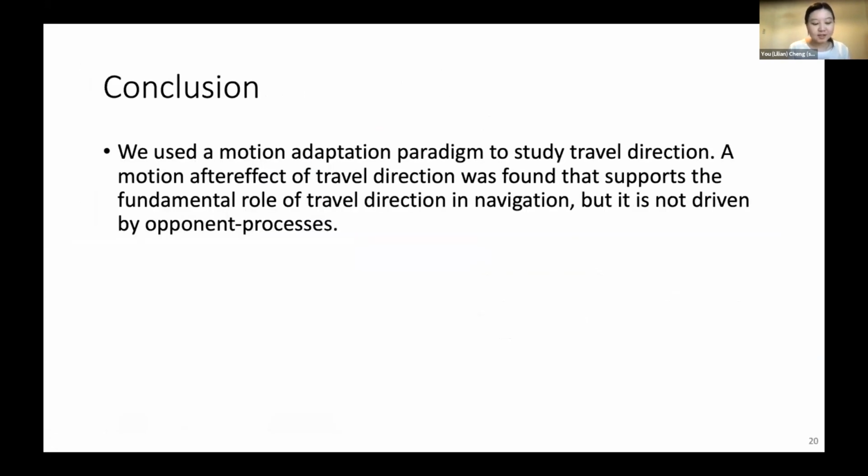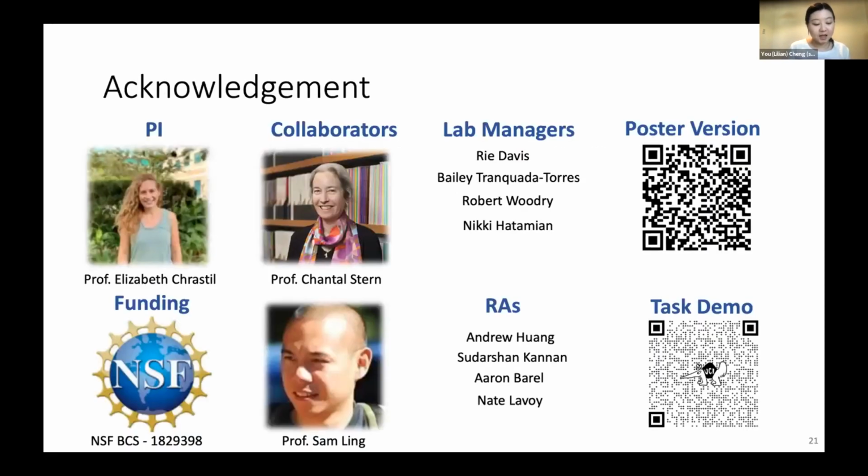Overall, this study suggests that travel direction is a fundamental component of human navigation. We will next investigate whether these signals can be detected in the brain during fMRI imaging. If you'd like to know more details of the study, please scan the QR code for a poster version of the study. Thank you for your listening, and I'd like to take questions.